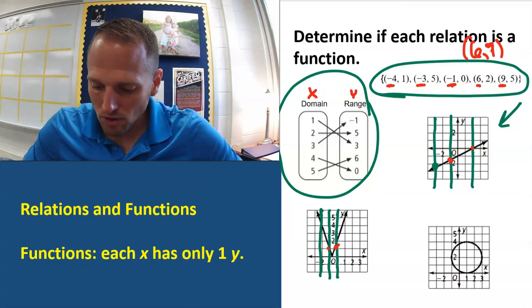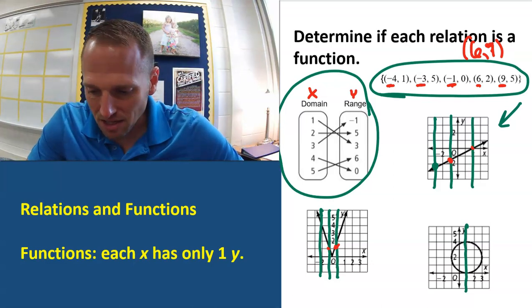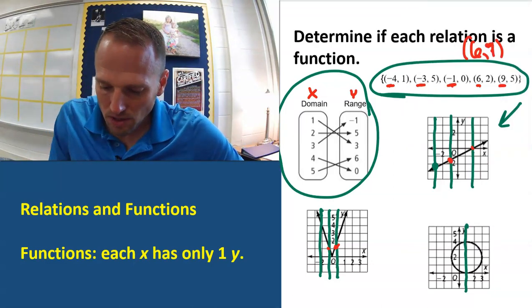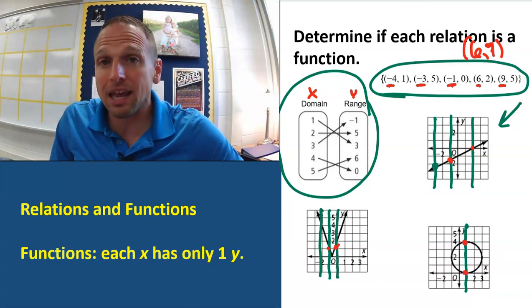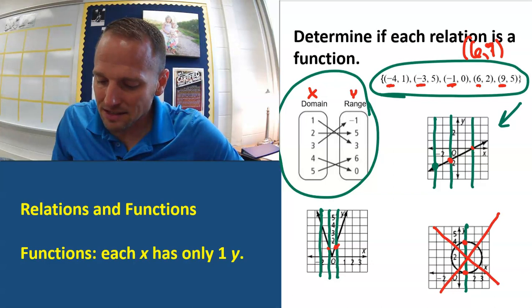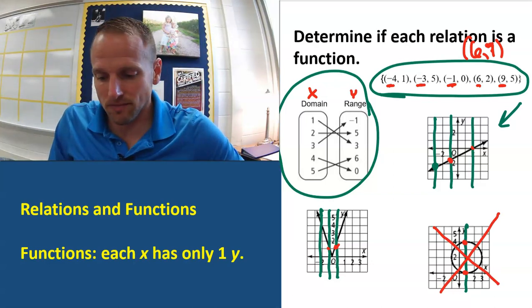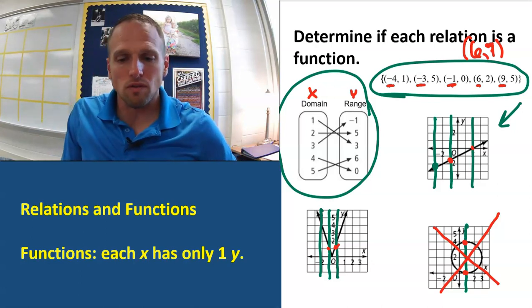The next graph, I'm going to draw a vertical line right here. How many places does that touch? Well, it touches this graph right there and right there. It touches 2 places, which means this one is not a function. Okay? Let's go back and do just a real quick review off of this slide.